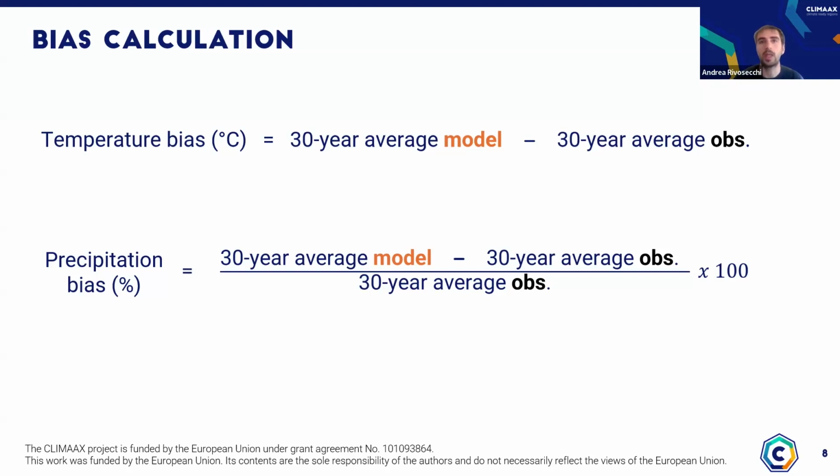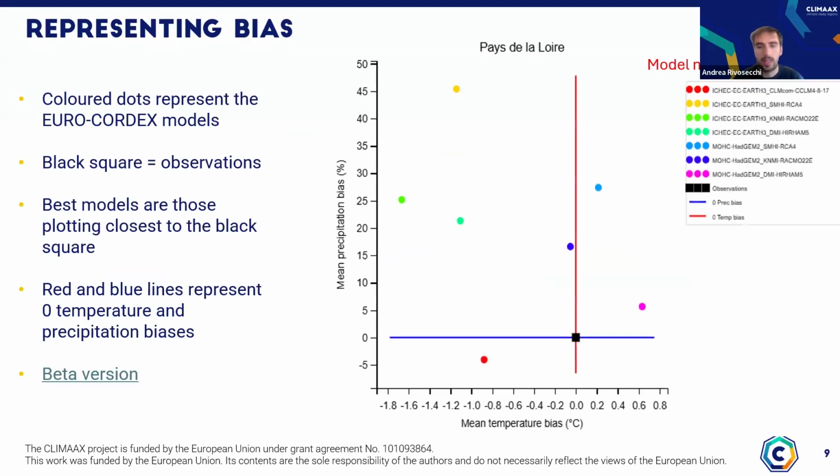And the tool is set to work at NUTS2 level, so at the regional level inside Europe. And so then we average the result of all these operations inside one region. So this is what the output then looks like. This is just an example for one random region in France.